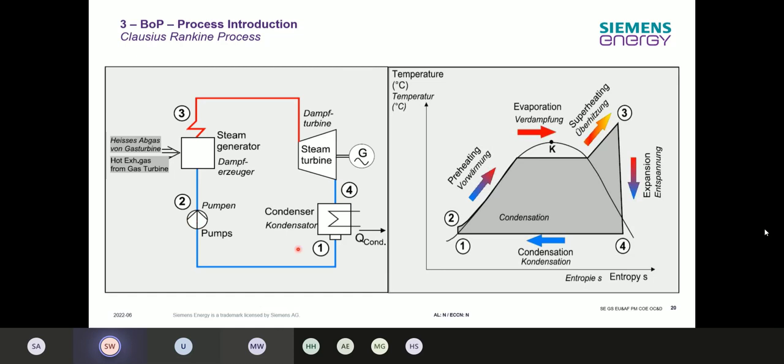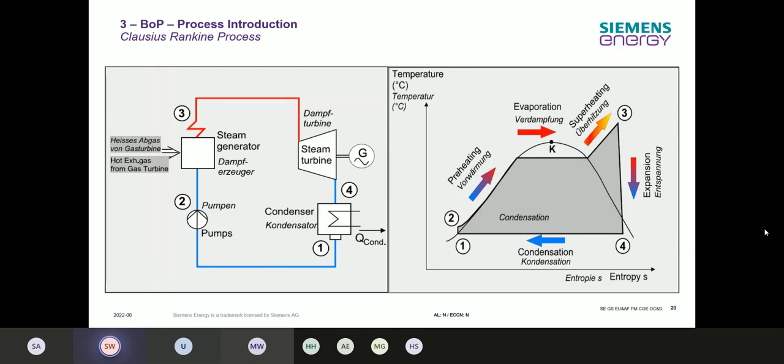Condensate extraction pumps are increasing our pressure in the system. The pressure in the system, which you can see here on the TS diagram, with this step from 1 to 2. So it's here the increase in the pressure.